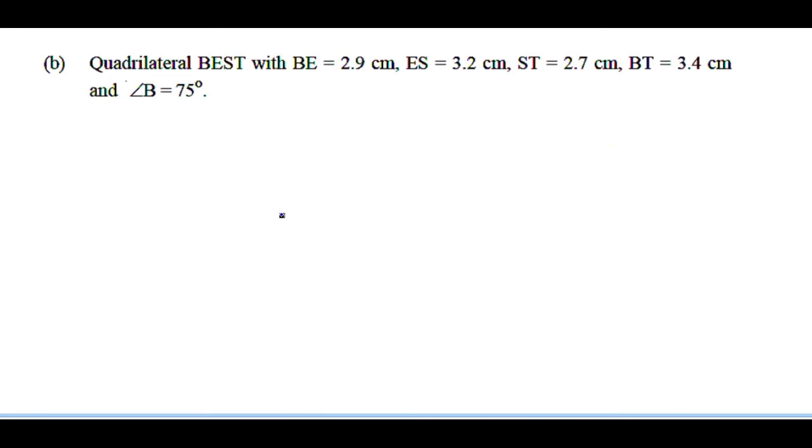So here the second question B1, we are going to construct the quadrilateral BASE. The name of the quadrilateral BASE is given.